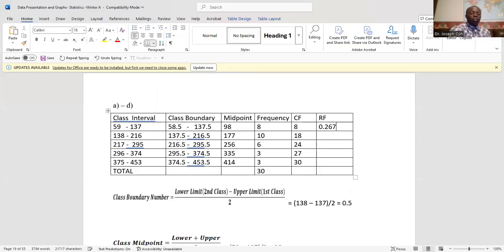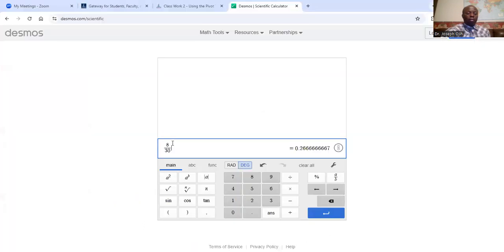0.267. Then 10 divided by 30. Let's try that. Okay, I'm going to change this to 10.333. Okay.